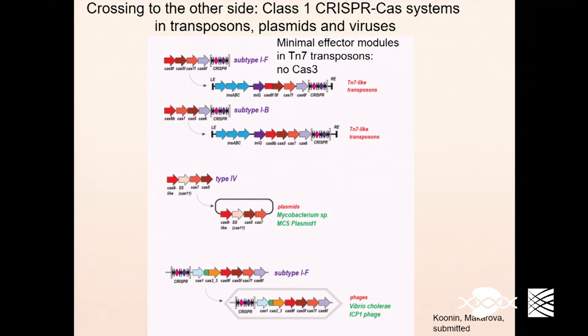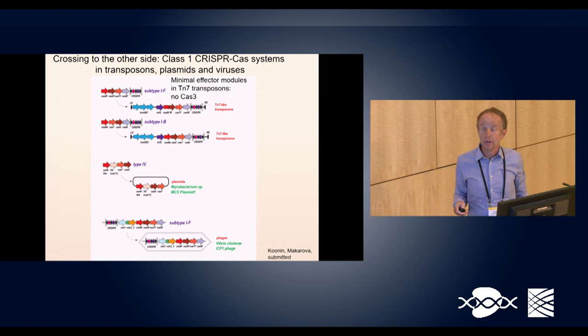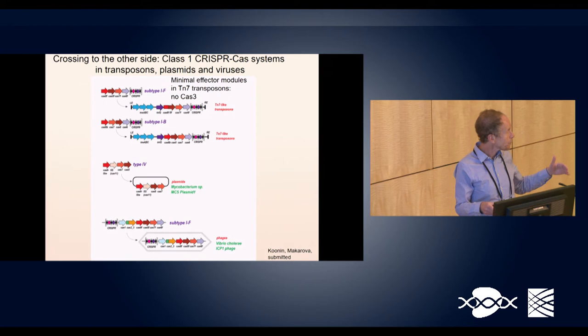Why do I call them minimal? Because they contain no adaptation module, and they contain no Cas3, only 4 Cas proteins here. Well, there are 2 subtypes that inserted apparently independently into Tn7-like transposons, and we'll discuss their proposed function in a moment. But then there are also other minimal variants of CRISPR-Cas, in particular type 4, that travel primarily on plasmids. And then, finally, there are cases of incorporation of complete CRISPR-Cas systems of subtype 1F into bacteriophage genomes. So between these different peculiar variants of CRISPR-Cas systems, we observe incorporation literally in all kinds of mobile elements.